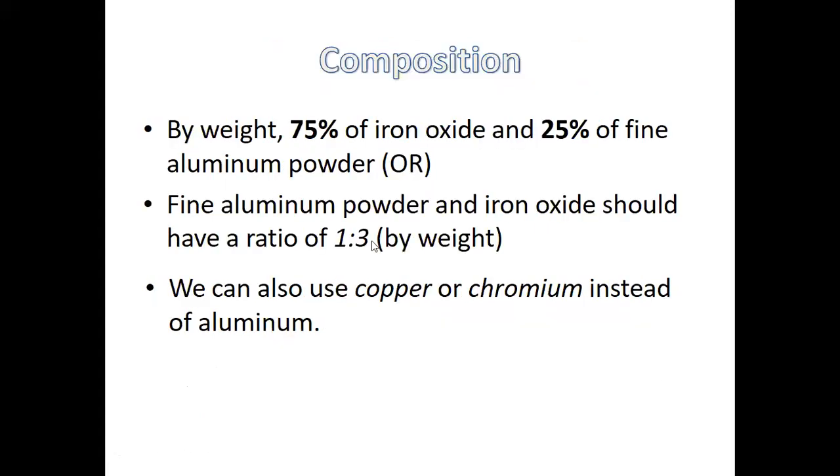As for the composition, by weight we are adding 75% iron oxide and 25% fine aluminum powder. Fine aluminum powder and iron oxide should have a ratio of 1:3 by weight, as we have seen here. We can also use copper or chromium instead of aluminum. That is also done.